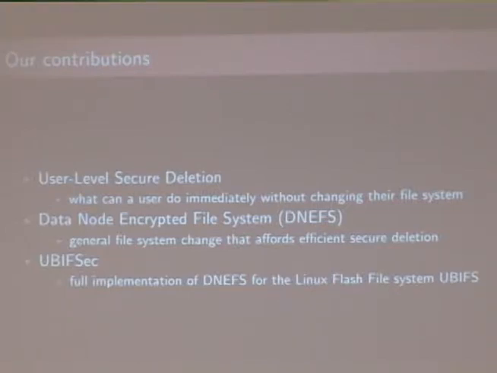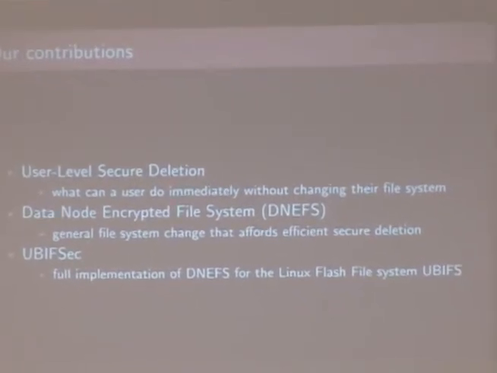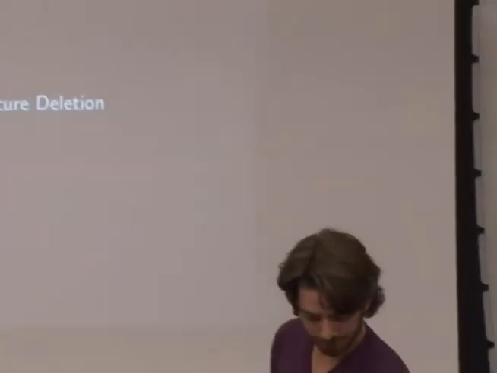And then we'll present the data node encrypted file system, which is a general change to a file system that takes an existing file system and adds a component such that the result is a file system that provides secure deletion. And finally, UBIFSec, which is the full implementation of our proposal for the Linux flash file system, UBIFS. But first, user-level secure deletion.